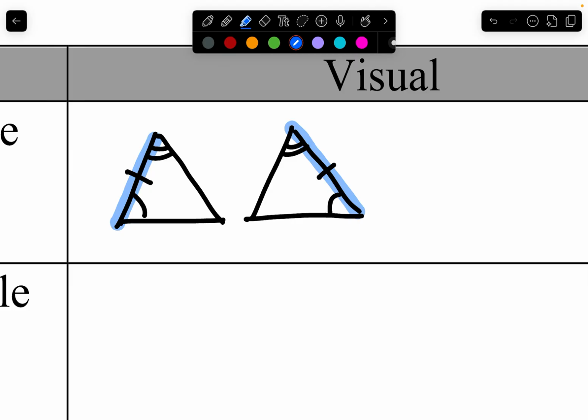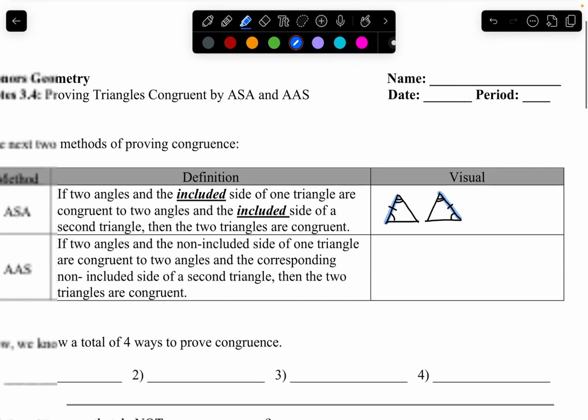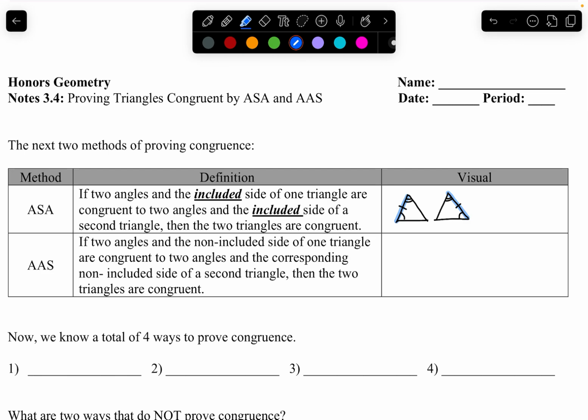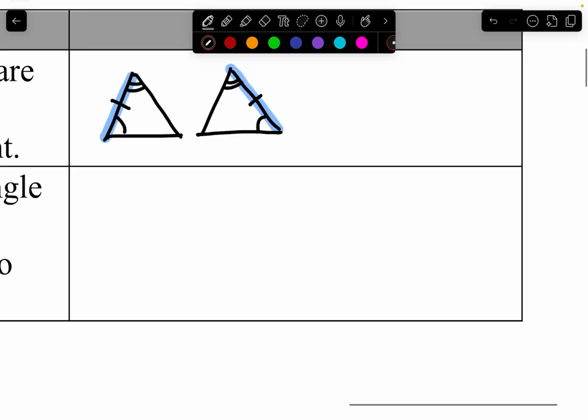And the reason this is important is because angle, angle, side, which is the next one that we talk about, has the same 3 pieces of information. It has 2 angles and a side, but the side doesn't have to be included. So wherever that side is will determine whether or not you have angle, side, angle, or angle, angle, side. So angle, angle, side says if 2 angles and the non-included side of one triangle are congruent to 2 angles and the corresponding non-included side of a second triangle, then the 2 triangles are congruent. The visual for that would look something like this.